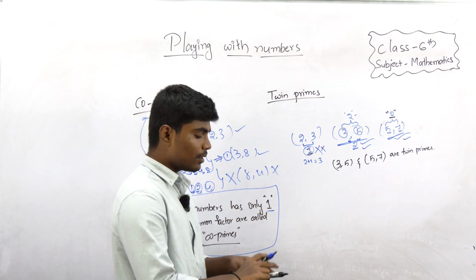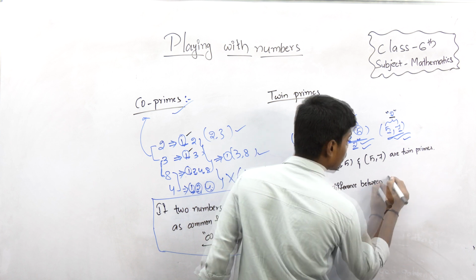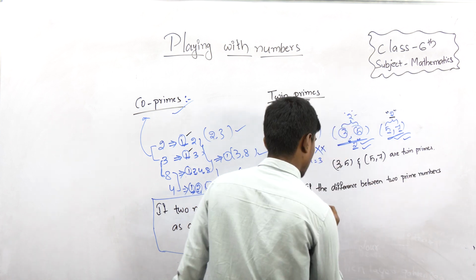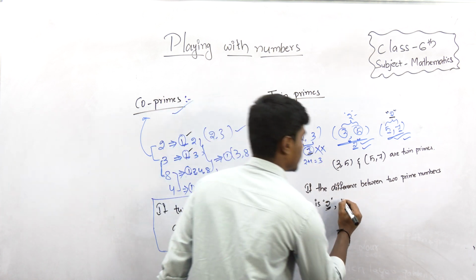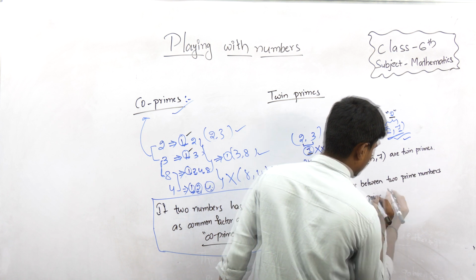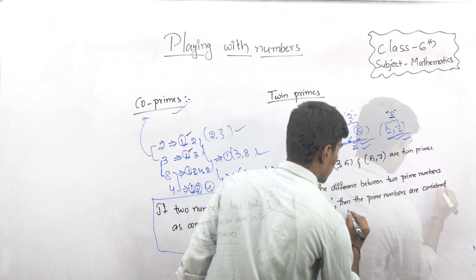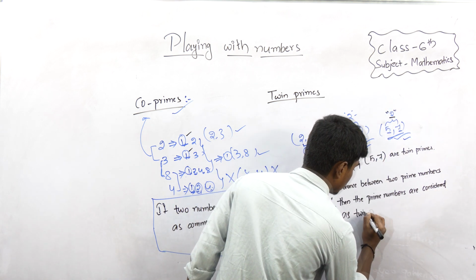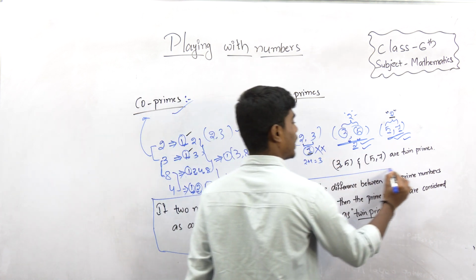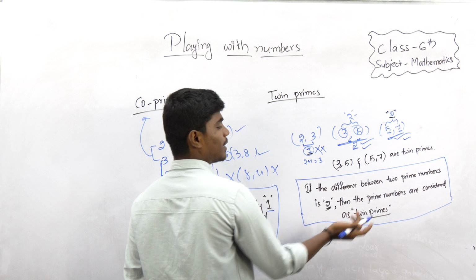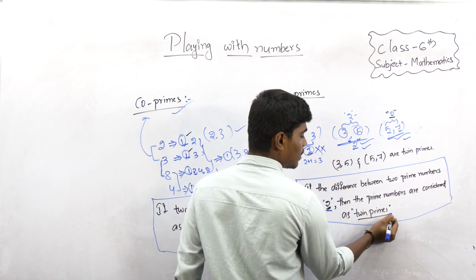By this, what can we conclude? If the difference between two prime numbers is 2, then the prime numbers are called twin primes. Then the prime numbers are considered twin primes. What are twin primes? If two prime numbers have a difference of 2 between them, then the prime numbers are called twin primes.